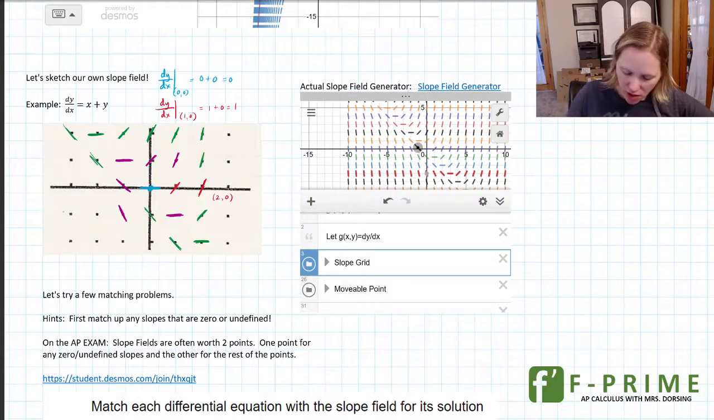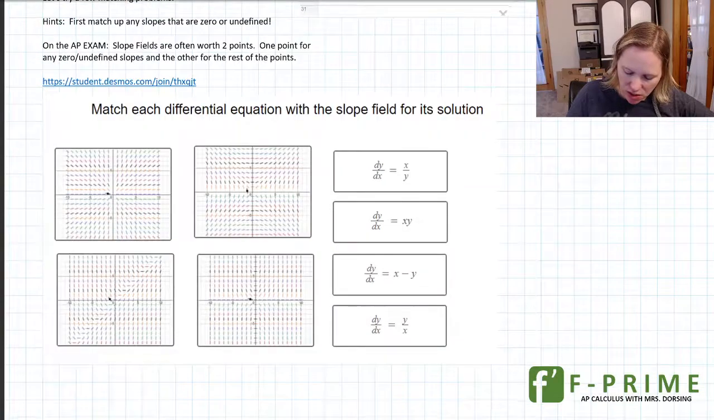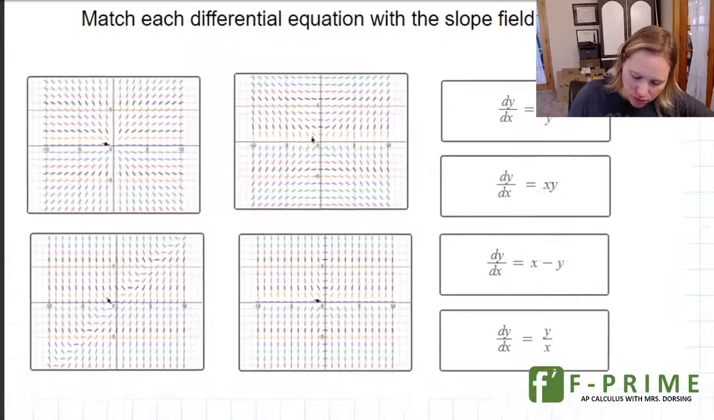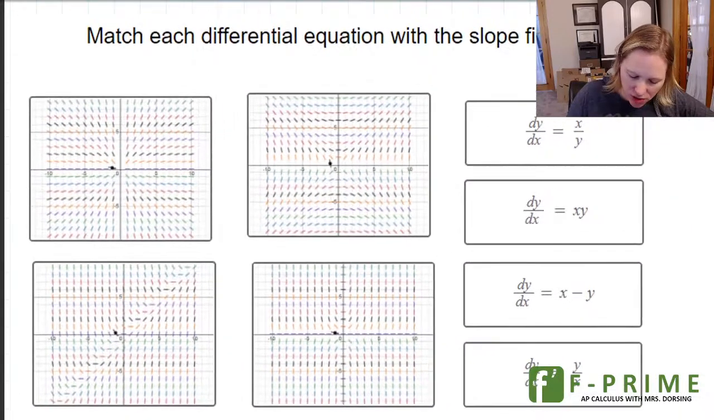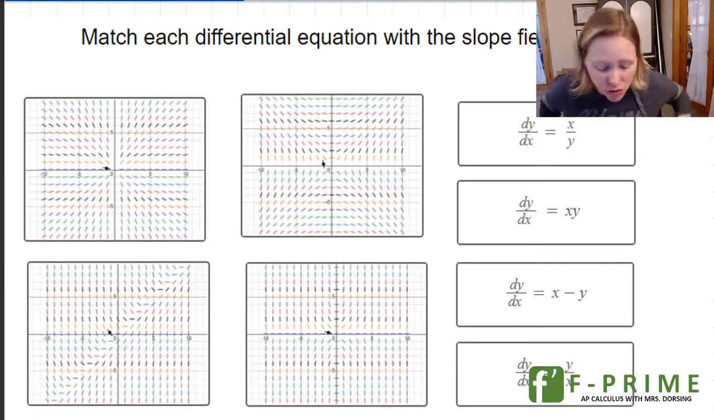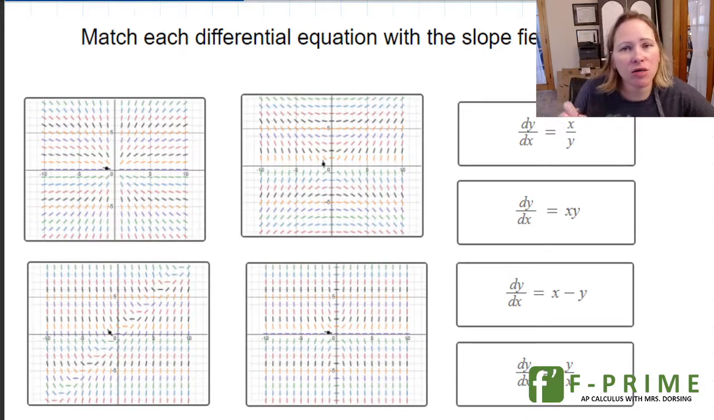This is really how the AP exam presents slope fields, with some matching. If I wanted to match each differential equation with its solution, what I'm going to look for are zero slopes, undefined slopes, and also slopes where it's going to be exactly 1 or negative 1, where things are going to cancel out. So first I'm going to look for zero slopes, which are my little horizontal tick marks. Vertical tick marks are undefined slopes, and then slopes of 1.